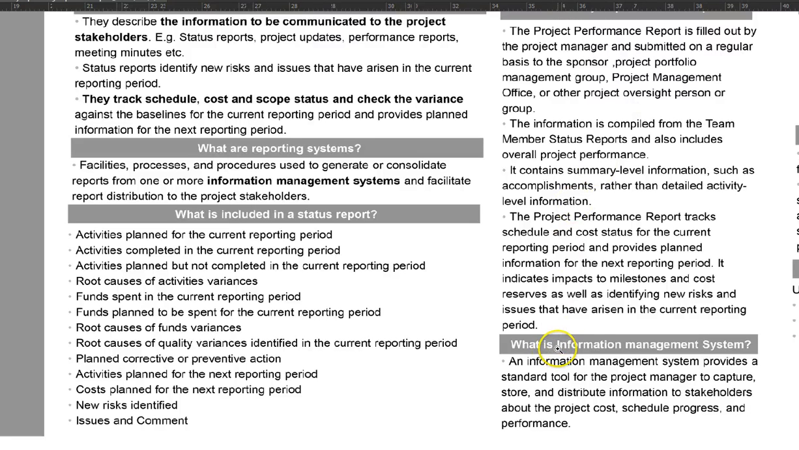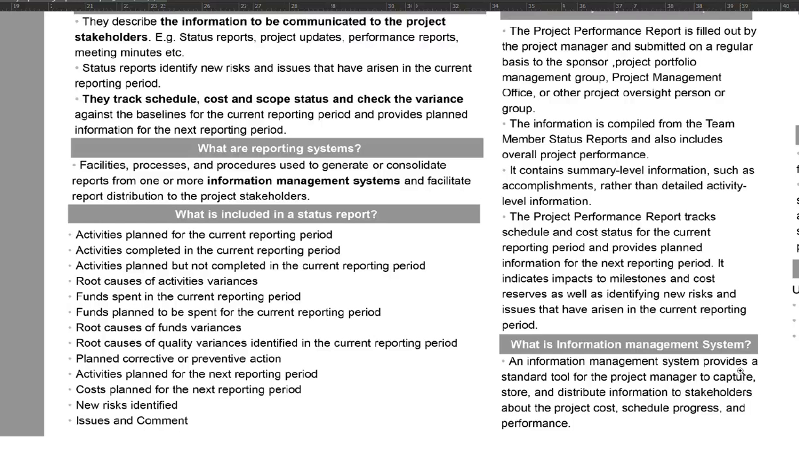Now, what is an information management system? There are a lot of questions on information management system even in the exam, so it's important to understand that, even though I have talked about it before in a few other lectures as well. So let's see the description. An information management system provides a standard tool for the project manager to capture, store, and distribute information to stakeholders about the project cost, schedule progress, and performance.